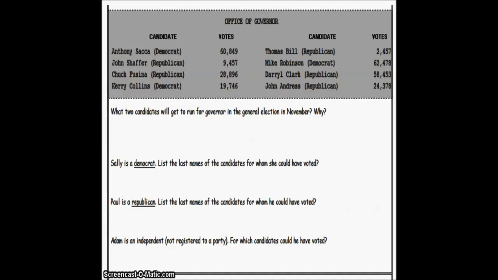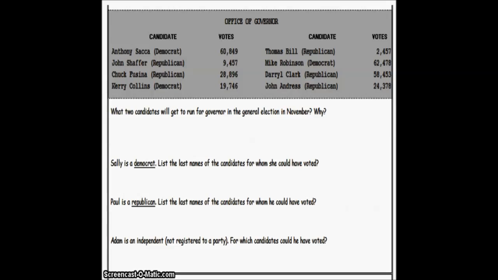But we're going to start off with the primary elections activity, and the directions read that on the day after the Pennsylvania primary election, the Tribune-Review printed the results in a disorganized fashion. Read the table of results, then answer the questions that follow, keeping in mind that Pennsylvania holds a closed primary. So the first question is, which two candidates will get to run for governor in the general election in November, and why? Let's remember what the primary election does, first of all.